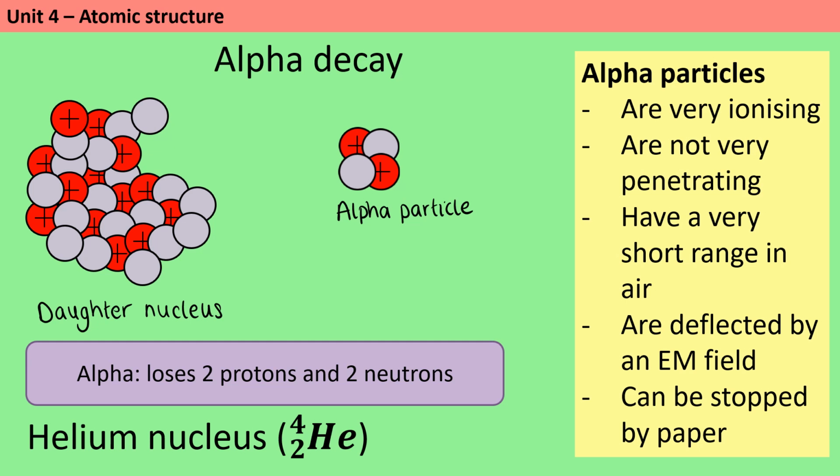So alpha particles are very ionizing. They're very good at turning other atoms into ions, but they're not very penetrating. You can basically think of it as they're really big, so they can't get through pieces of paper and things. They've got a very short range in air because as they're travelling, they collide with air molecules and they just get stopped. They are deflected by an electromagnetic field and they can be stopped by a thin sheet of paper.